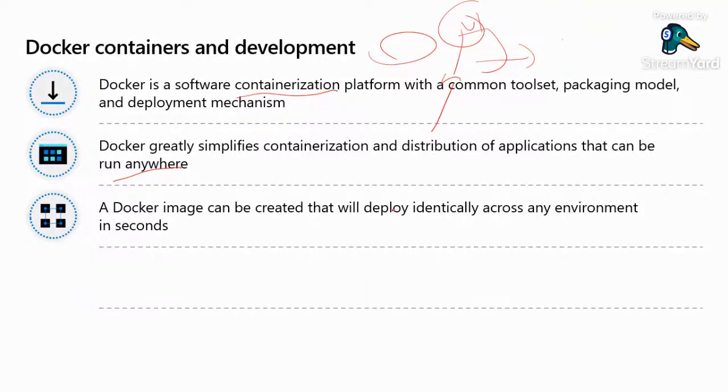What the slide was trying to explain is that it can deploy across any environment in seconds. You have your image ready, you don't require anything else. You just point your environment to host your application by giving the image URL, or you can say the image name along with its tag. So this is how you can deploy your image into any environment in a matter of seconds.